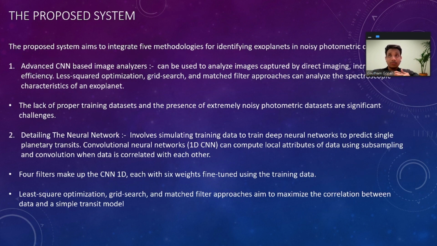The proposed system. The proposed system aims at the integration of the five methodologies that were previously discussed in the above slides. And advanced CNN-based image analysis can be used to analyze the image captured by direct imaging, increasing the overall efficiency, with least squares optimization, grid search, and other matched filter approaches, which can even further analyze the spectroscopic characteristics of the planet.